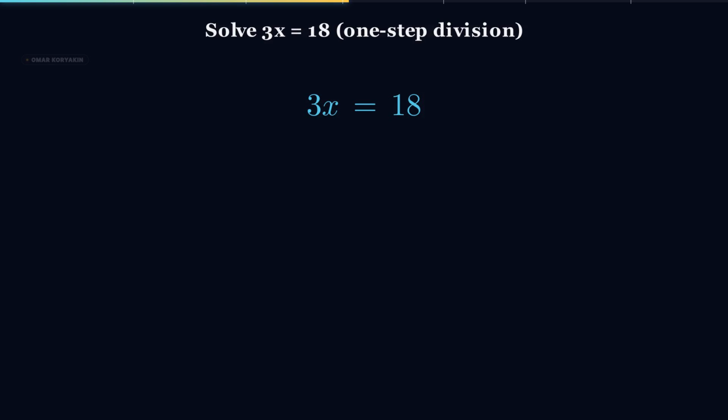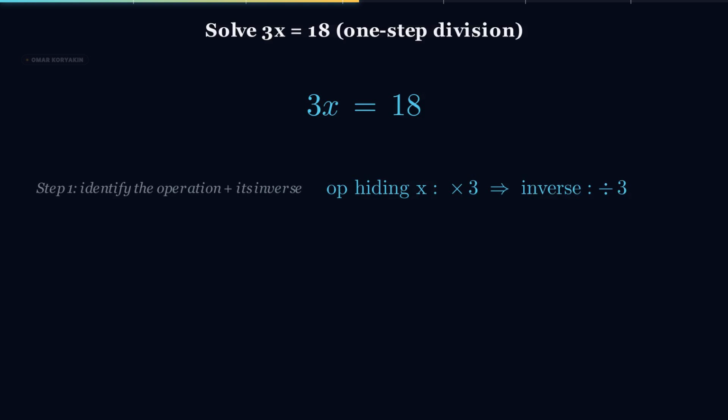The variable x is hidden behind a single multiplication operation, and the equation is therefore a one-step solve using division as the inverse operation. Same workflow as the previous example with a different inverse operation. Step 1. Identify the operation currently applied to x. The expression 3x is shorthand for 3 times x: the x is being multiplied by 3.